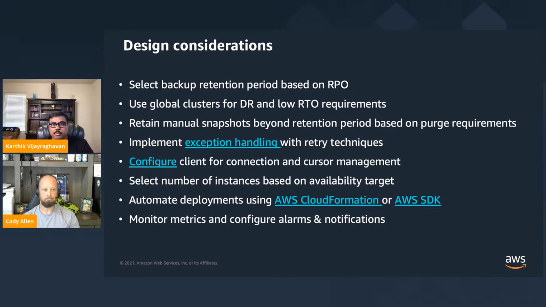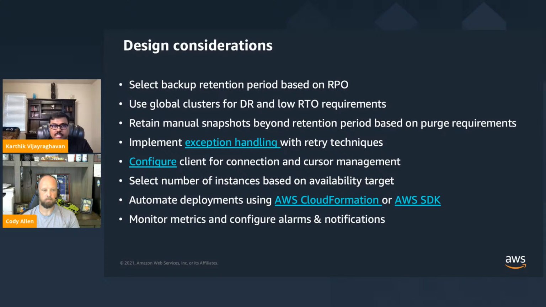So what is your availability target, and accordingly, create the number of instances. For 4 nines of availability, which is the highest availability you can get within a region, you would go with 3 instances. And then, again, in terms of resiliency, you would want to automate your deployments so that you can spin it up quickly without any manual errors in place. So use CloudFormation templates or AWS SDKs if you are into SDKs. You can use those to automate your deployments.